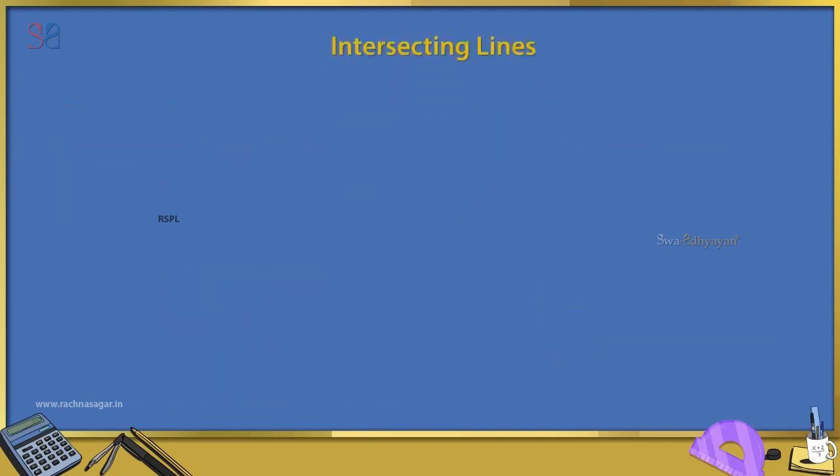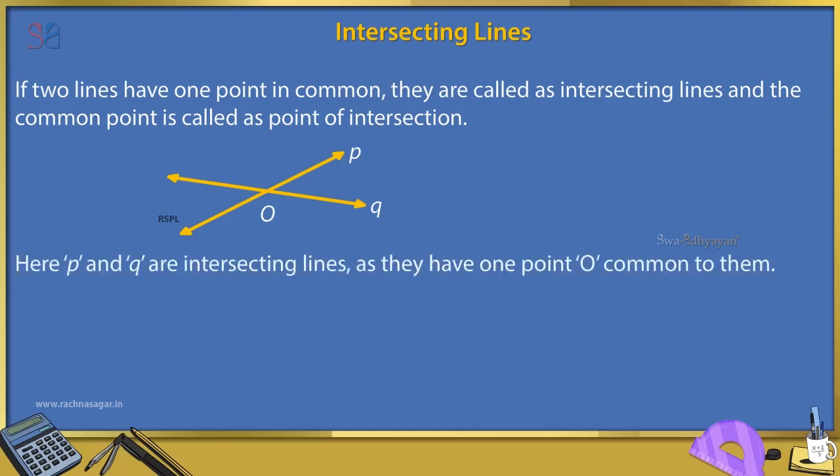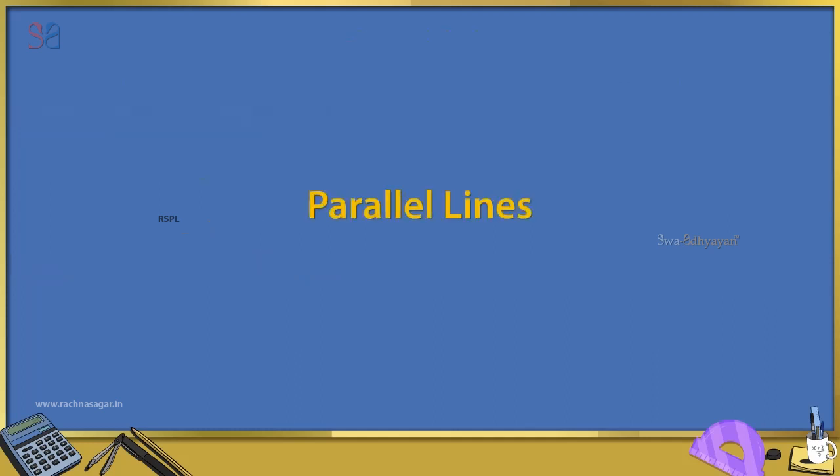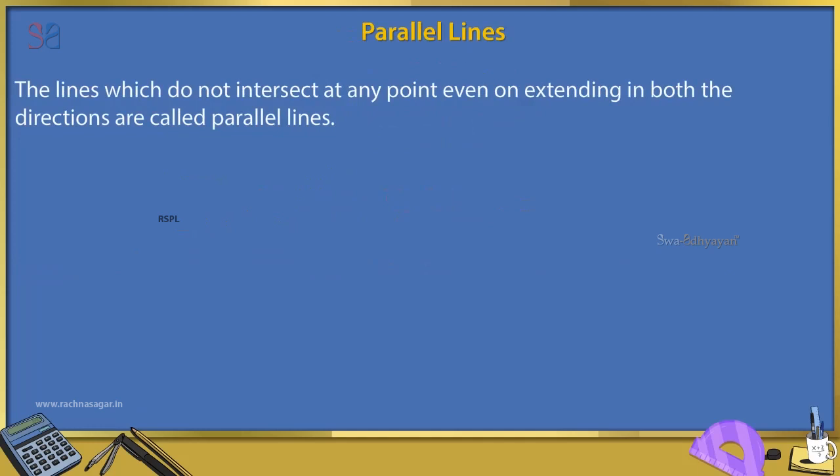Intersecting lines. If two lines have one point in common, they are called intersecting lines, and the common point is called the point of intersection. Here, P and Q are intersecting lines as they have one point O common to them. Parallel lines. The lines which do not intersect at any point, even on extending in both directions, are called parallel lines.